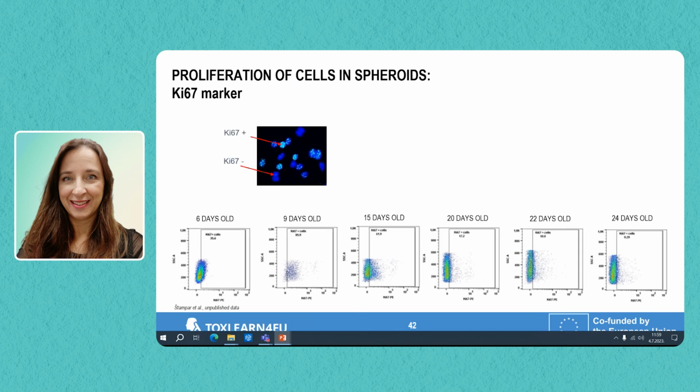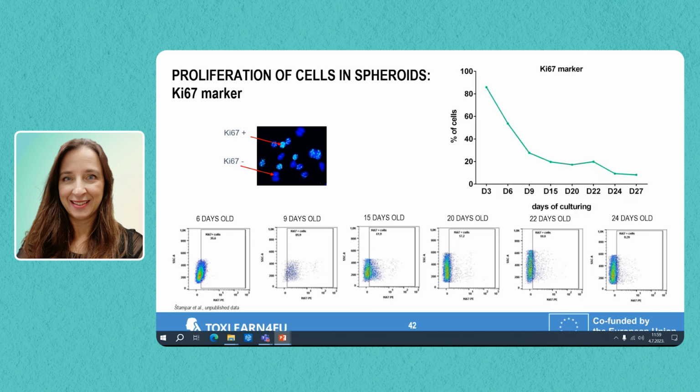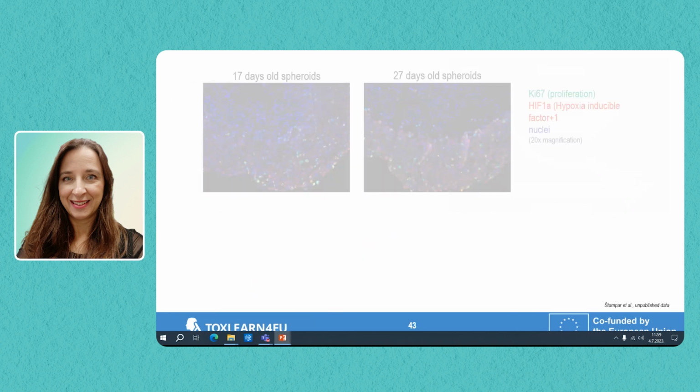And the third marker is the Ki67 marker I explained before. Again, we see that these are Ki67 negative cells that are not expressing this marker. And you see a drop, like maybe 10% at the end are proliferating.